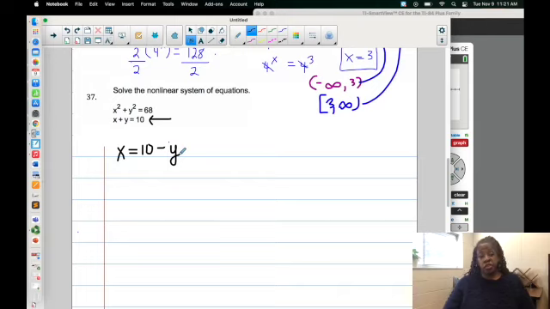All right, so far so good. Nobody has fallen out yet, have they? Very good. X is equal to 10 minus y. Now what do we do? Well, we're going to take this 10 minus y and we're going to substitute it into this equation. We're going to use substitution.